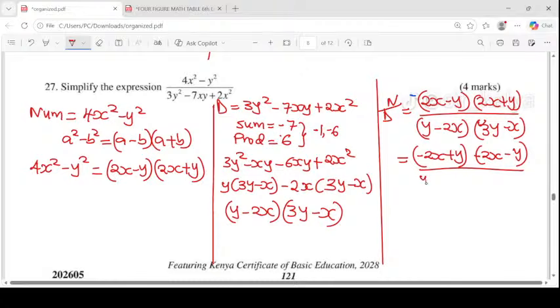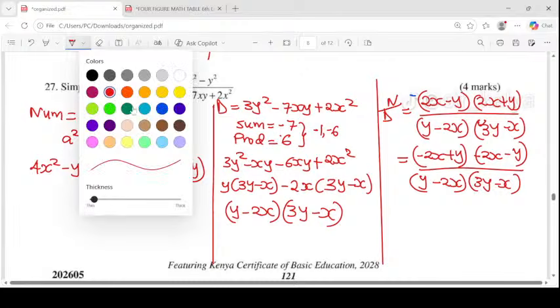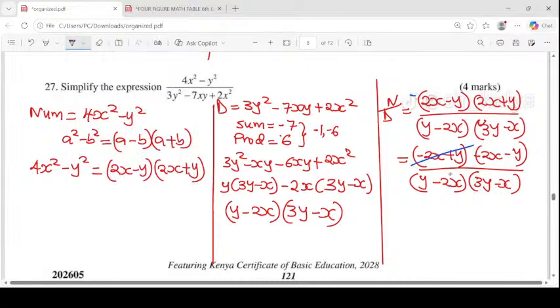All over y minus 2x, then 3y minus x. So this means you can clearly see I can cancel this and this, and I'll have my answer as negative 2x minus y all over 3y minus x.